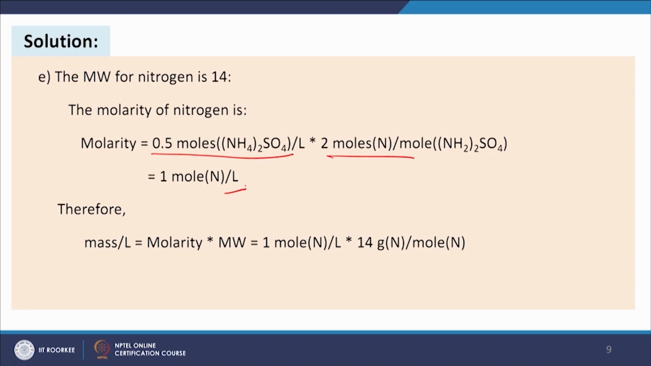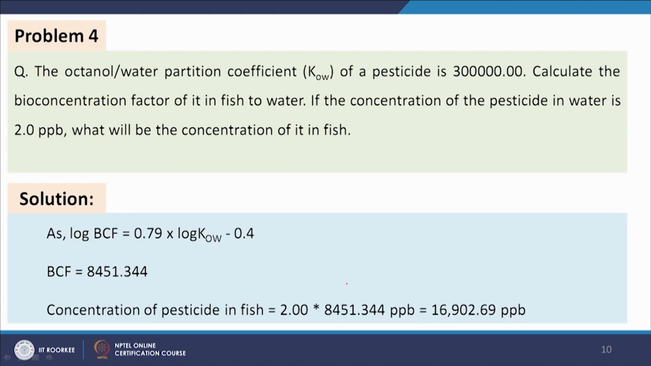Therefore, mass per liter is equal to molarity into molecular weight. So, 1 into 14 gram per mole. So, we are getting here 14 gram nitrogen per liter, or 14 gram ammoniacal nitrogen per liter we can say. So, that way we can solve the problem.